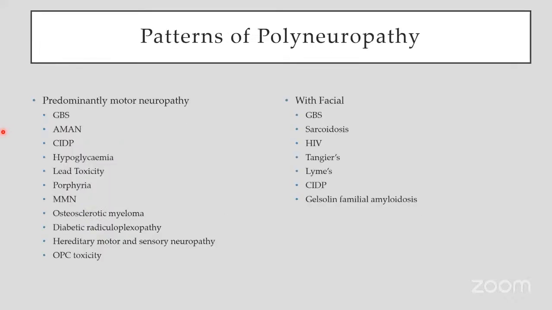Predominantly motor polyneuropathies are GBS, Hayman variant, CIDP, neuropathy due to hypoglycemia, hyperglycemia, lead toxicity, porphyria, multifocal motor neuropathy, osteosclerotic myeloma, diabetic radiculoplexus neuropathy, and hereditary motor and sensory neuropathy or organophosphate toxicity. Polyneuropathy with facial nerve involvement are GBS, neurosarcoidosis, HIV, Tangier disease, Lyme disease, CIDP, and gelsolin familial amyloidosis.